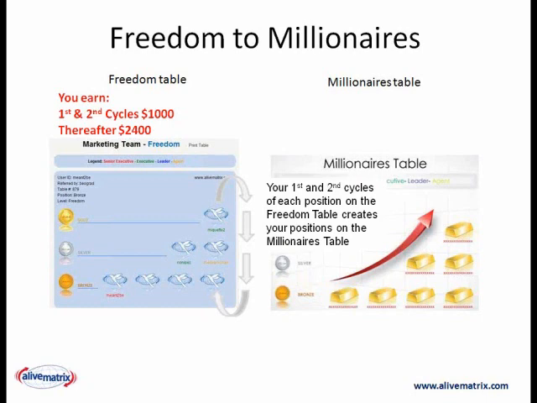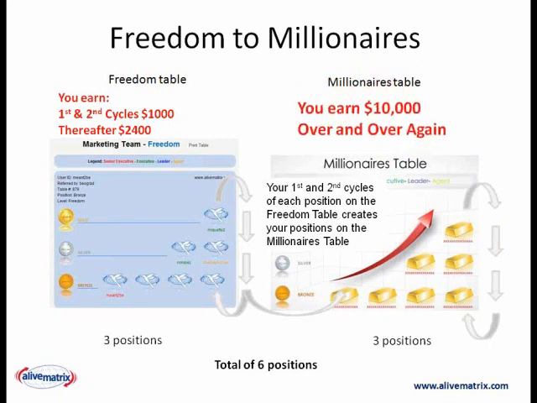The money is generated through the system on the 2 first cycles and your positions are created. So now you have 3 positions on the millionaire's tables. So you have 3 positions on the freedom and 3 on the millionaire's table. A total of 6 positions, but you only pay for your first 3 when you pay for your e-store registration. So there are 6 positions, 6 sources of income that you have on the tables. And then you start cycling on the millionaire's tables.